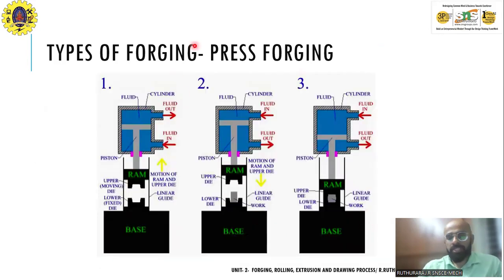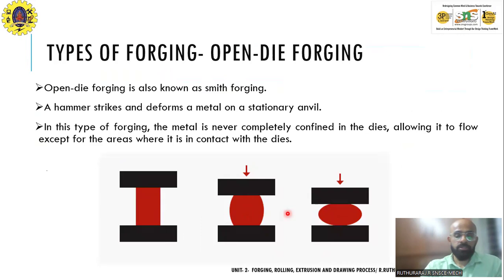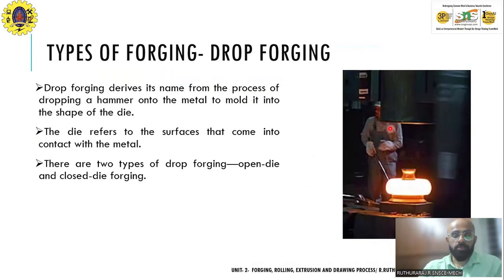So this figure actually indicates the working of a hydraulic press. As I said, oil will be there, fluid in and out is shown here. This is like a piston cylinder arrangement. So this is how the hydraulic press actually works.